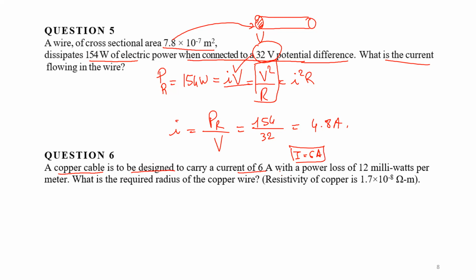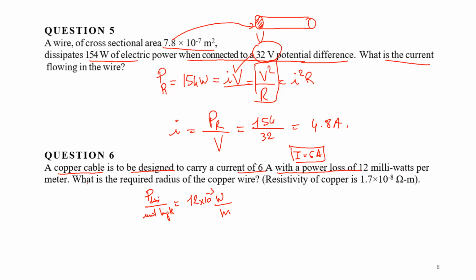Okay, good. Now with a power loss of 12 milliwatt per meter. So here I'm giving you a power loss. I'm giving you power dissipated per unit length. And this is 12 milliwatt, milli is 10 to the power minus 3, per meter.